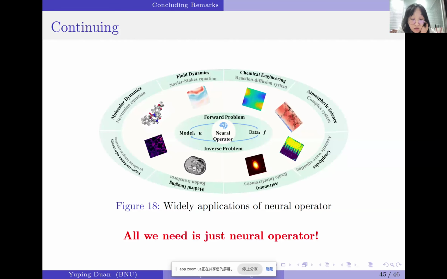This figure shows the broad range of neural operator applications. The same operator learning idea can be used for both forward and inverse problems in fluid mechanics, imaging, and many other fields. This is why we believe neural operators provide a useful common framework for scientific computing.